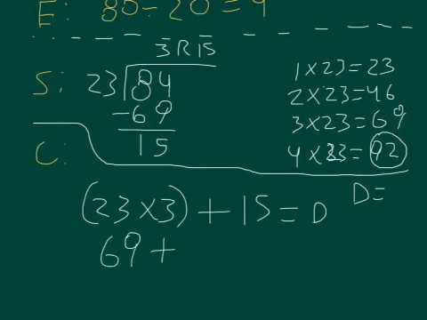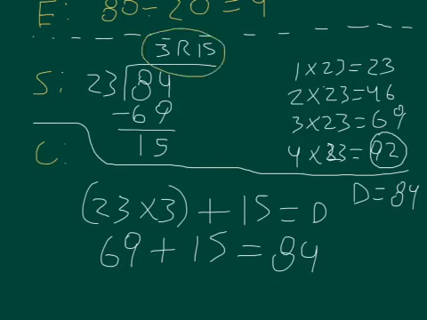Well, let's see. I know that, again, like I said before, 69 plus 15 equals 84. Yeah, 84. There we go. And is that our dividend? Let's see. Here we have D equals 84. And as we said before, our dividend was 84. So our answer should be right here. Again, we have 3 with a remainder of 15 as the final answer.